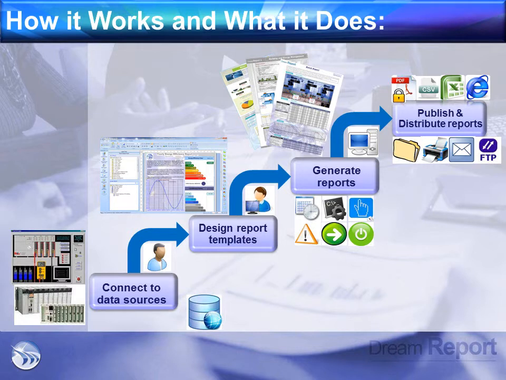Generated report files will be stored on a file server. They can be automatically published on a web portal, printed on one or multiple printers, sent by email and published to an FTP site. So, as you can see, Dream Report has complete functional infrastructure to access data, analyze it, generate, publish and distribute reports with that information.